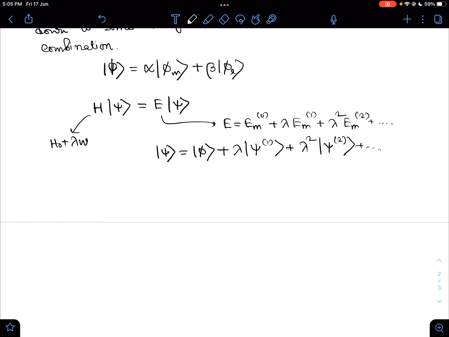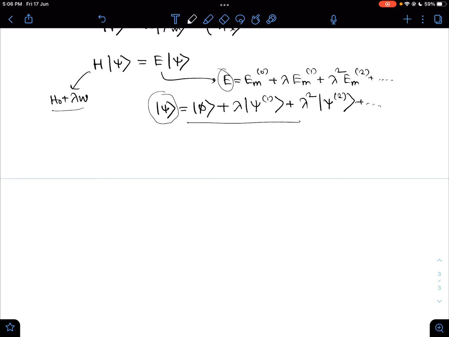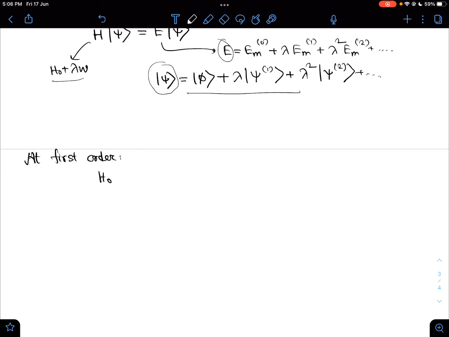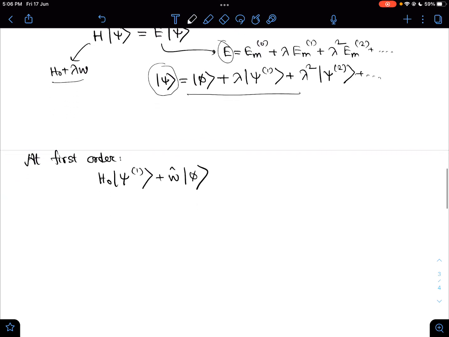If we plug this psi, E and H into the equation, and similarly to the previous video collect the terms of lambda up to first order, second order, then at first order we will have the equation H0 acting on psi 1 plus W acting on phi, and on the right hand side we will have EM0 psi 1 plus EM1 psi.